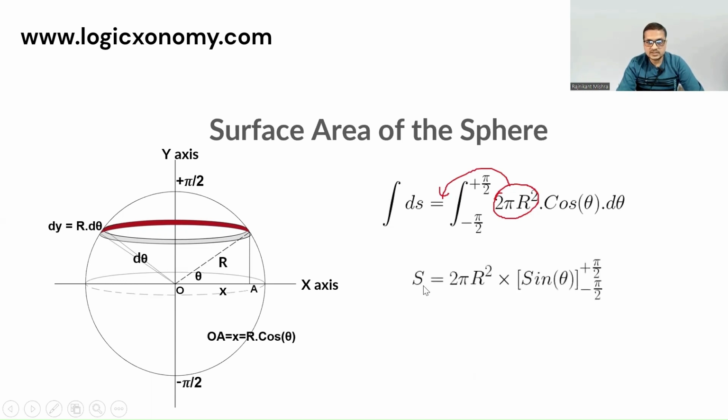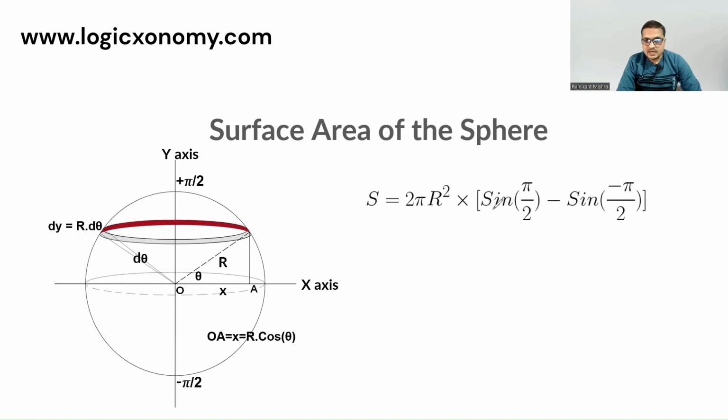So the total surface area of this sphere S is equal to 2 pi r square into sin theta, limit minus pi by 2 to pi by 2. First put theta is equal to pi by 2, then theta is equal to minus pi by 2. Sin pi by 2 is in the first quadrant, so sin pi by 2 is equal to 1. Minus pi by 2 is in the fourth quadrant, and we know in the fourth quadrant sin theta is negative, so sin minus pi by 2 is equal to minus 1.